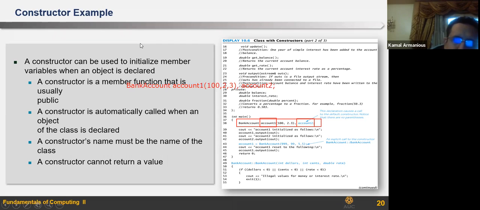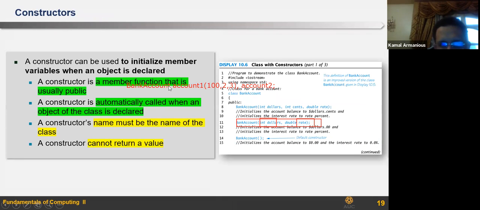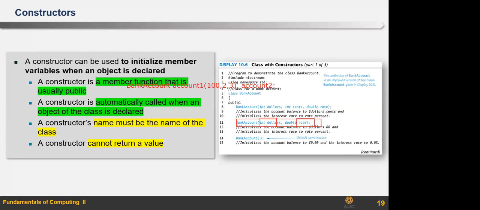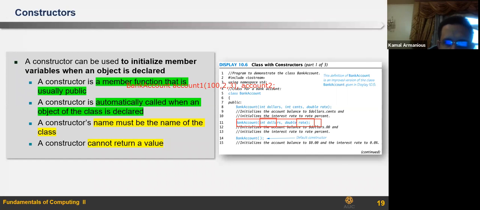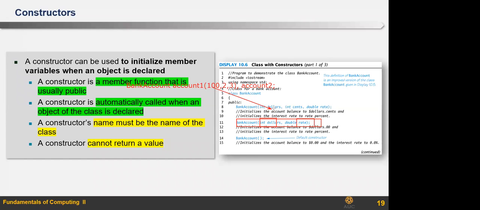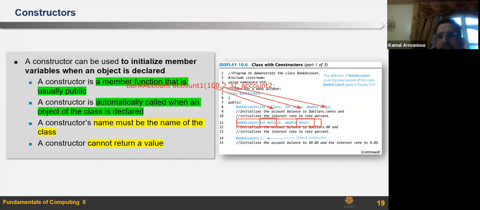So coming back to Reem, which one of them will account 1 with 100, 2, and 3 be calling? The first one, the second one, or the third one? The first one. Why the first one, Reem? Because you can see there are 3 parameters. So it will call the first constructor. The second one has nothing. It has no brackets. So it will call which one, Reem?